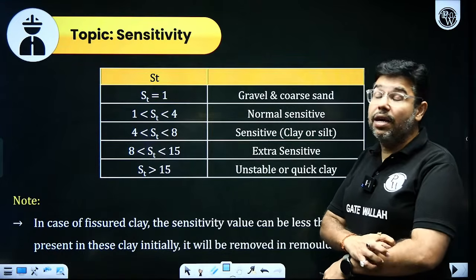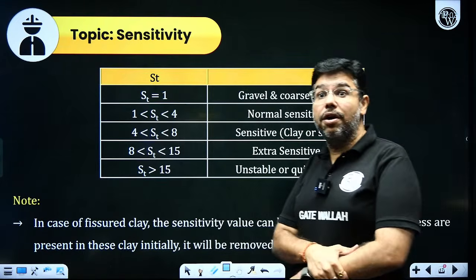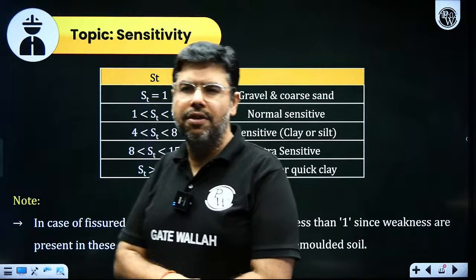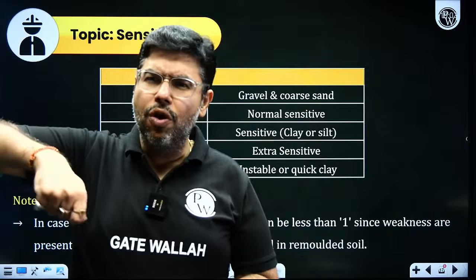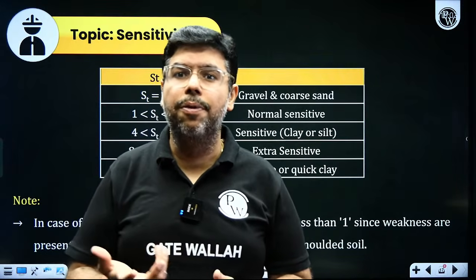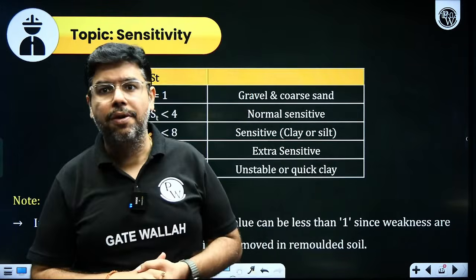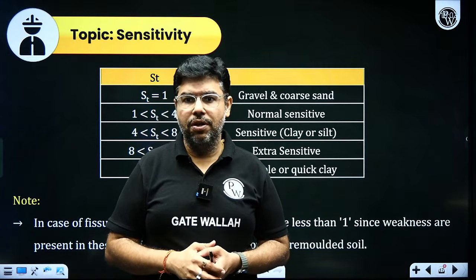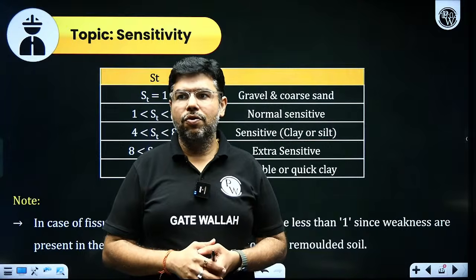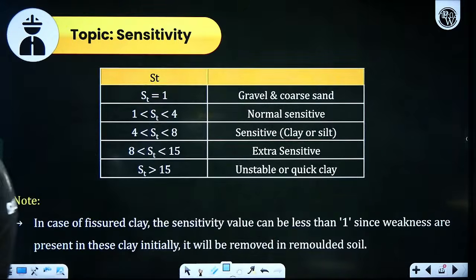See, sensitivity can be less than 1 as well. It is for fissured or cracked clay. See, cracked clays are already weak. But when we remold these soils, the cracks will disappear and these soils will show more shear strength in that case. So, this was all about the sensitivity. Got my point?